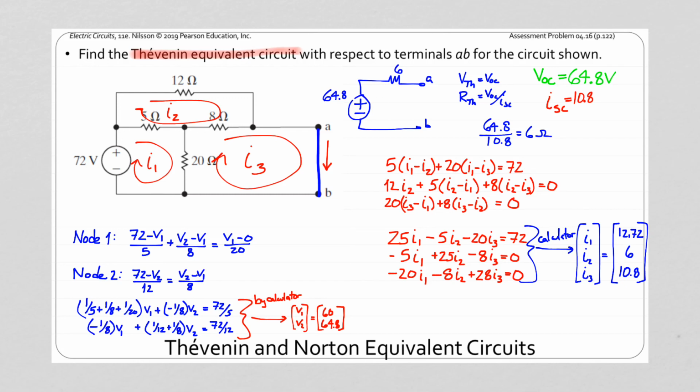Thus, by finding the open circuit voltage and the short circuit current, we've been able to find a Thévenin equivalent circuit to this much larger and more complex network.